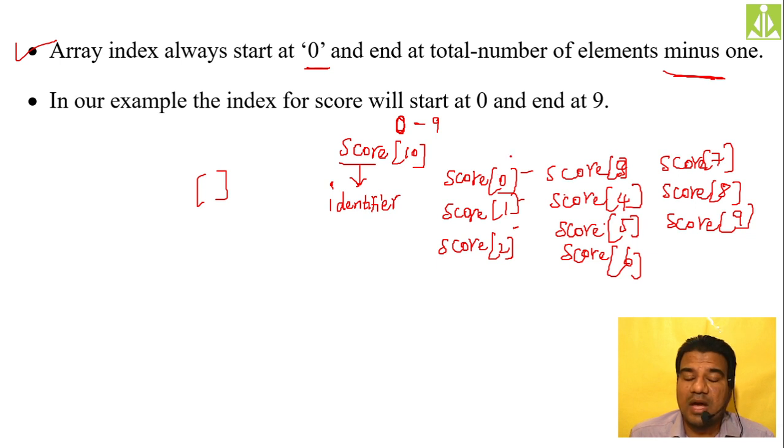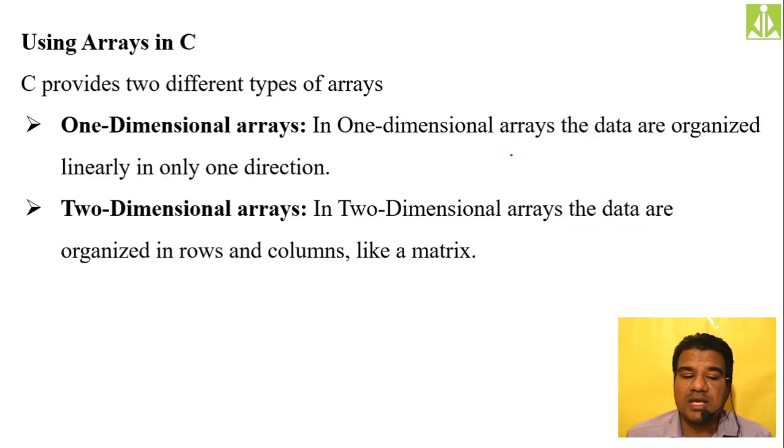And array index, we said, always starts with 0. In our case, the array index will start from 0 and end at 9. So it starts with 0 and ends at maximum size minus 1. That is the standardized, generalized statement. And specifically, in our example, it will start from 0 and end at 9. So the next thing is using arrays in C programming.